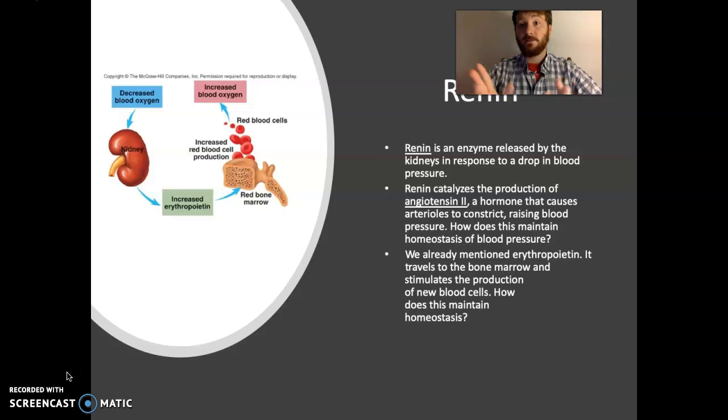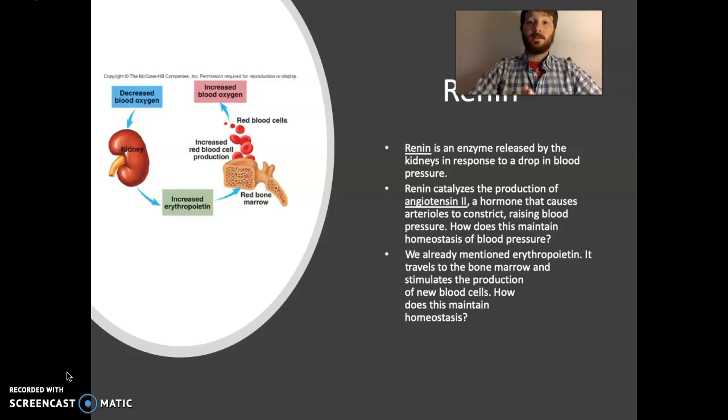There's two different kinds of angiotensin. Technically, renin catalyzes angiotensin I, and angiotensin I catalyzes angiotensin II. But anyway, the main worker here is angiotensin II, a hormone which causes the arteries and arterioles to constrict, raising blood pressure. How does this maintain homeostasis?